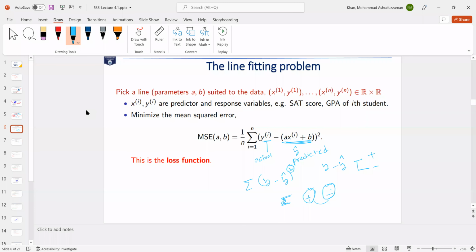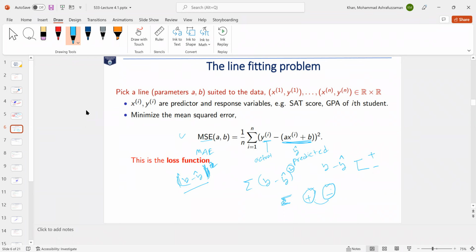How can we do that? We can do it either by taking the absolute value so that we don't care whether it's positive or negative, or we can take the square value. So we can do both. Here we are taking the square value, and it's called mean squared error. If we take the absolute value, then it's called mean absolute error. Does it make sense now?